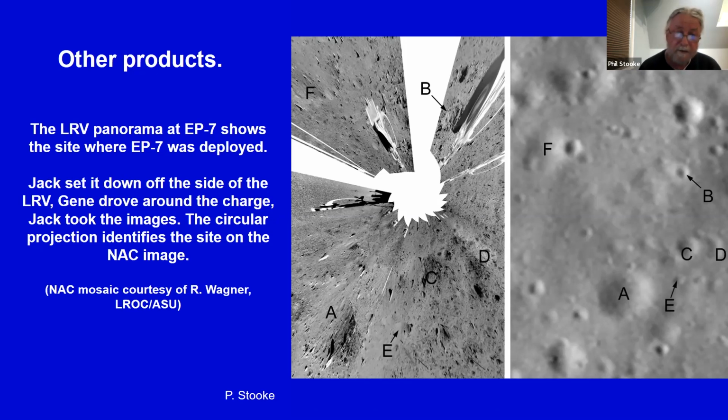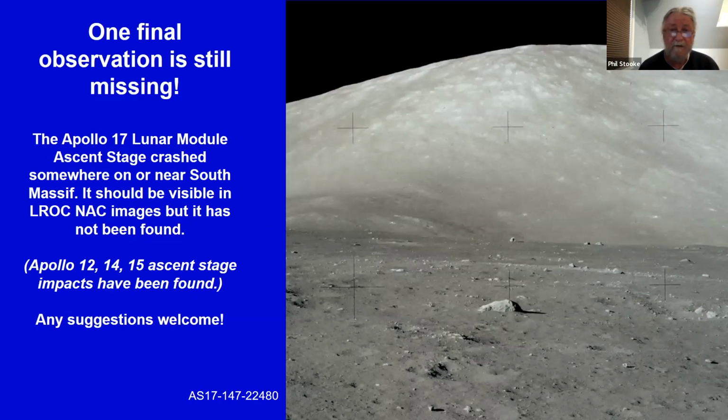And if I could just go to the last slide, please. The one remaining thing that we're looking for here, which hasn't been done, is to find the Apollo 17 lunar module ascent stage, which crashed somewhere on South Massif. It should be visible in NAC images, but it hasn't been found. We have got Apollo 12, 14, and 15 impact sites, but not the Apollo 17 ascent stage impact. It's in there somewhere, and I hope that we will eventually find it. And if anyone has any suggestions, I'd be very eager to hear them. Okay, thank you very much.